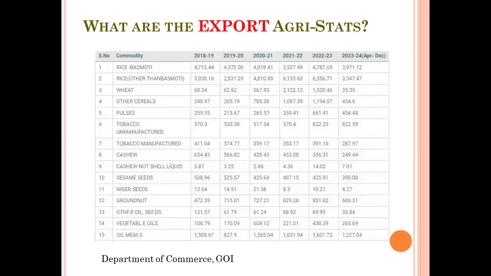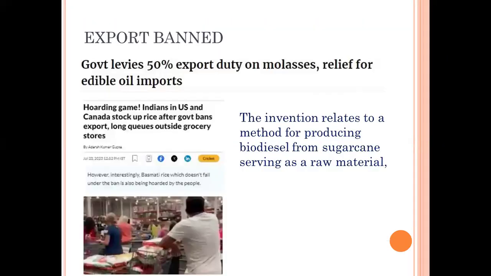Before going for the schemes, let's talk about some data. This is the data regarding the export of agriculture. You can see the first and most exported agriculture commodity is basmati rice, followed by wheat, and again we have some cereals. We also have some pulses, again cashew. So the major commodity that we export to other countries is basmati rice. Okay, so we have the potential that we know.